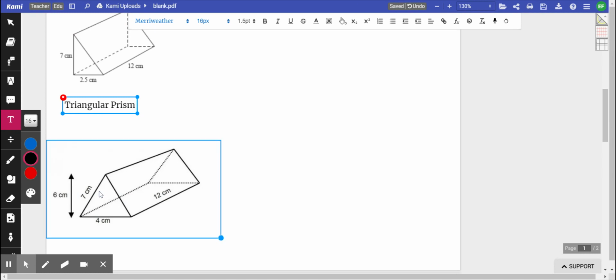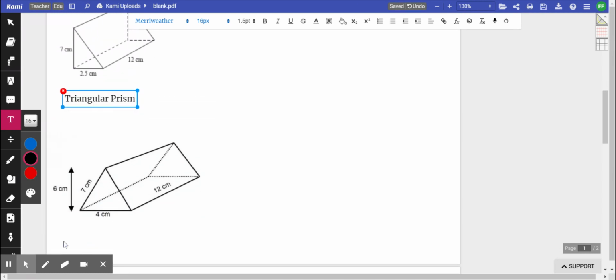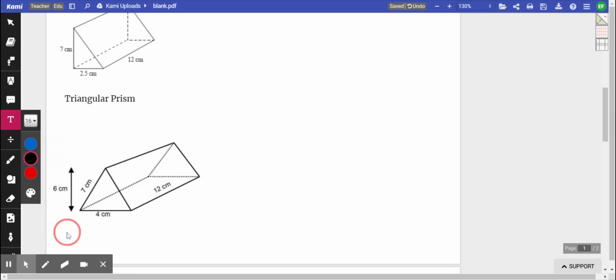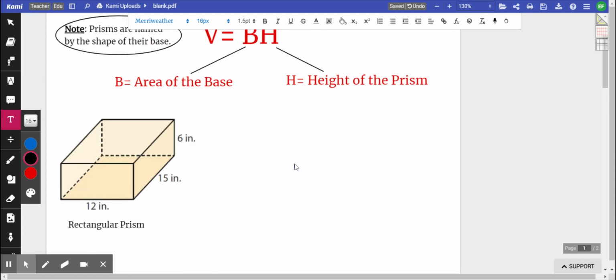All right, last one. Very similar to the one up above it. Again, we're going to name it a triangular prism because the front and the back, so to speak, are the triangles. So those will be considered the base of our shape. All right, so let's go back to the beginning now that we've named them all.